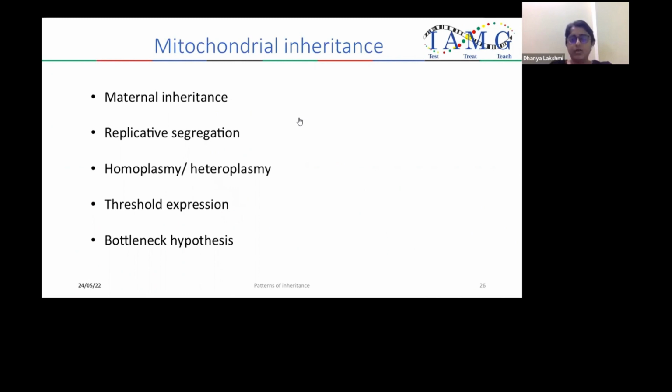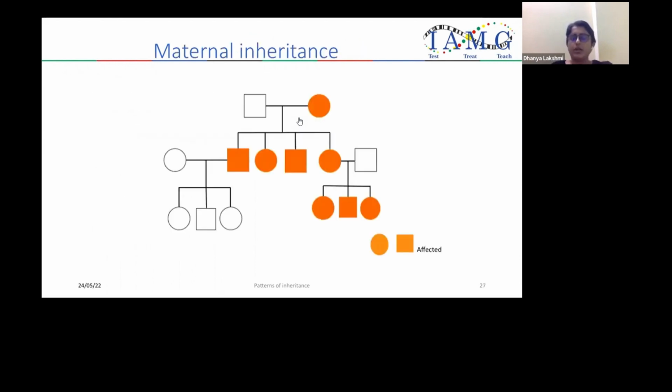So now we will discuss mitochondrial inheritance, which is a non-Mendelian form of inheritance. Some of the features of mitochondrial inheritance include maternal inheritance. This means that the mitochondria are derived exclusively from the ova or from the mother. Then there are other features like replicative segregation, homoplasmy or heteroplasmy, threshold expression, and the bottleneck hypothesis, which we will discuss in subsequent slides. So mitochondrial inheritance follows maternal inheritance.